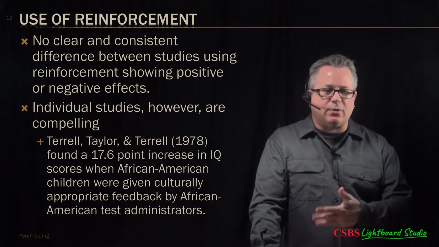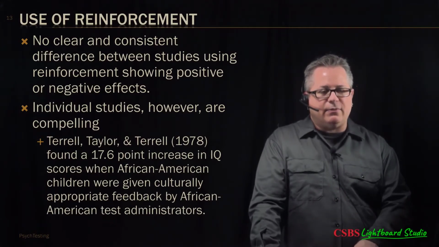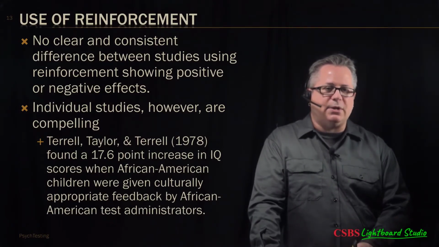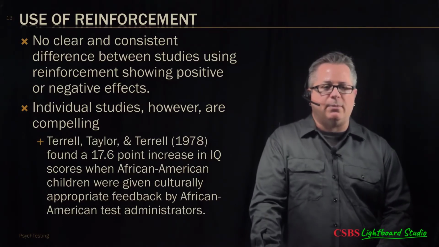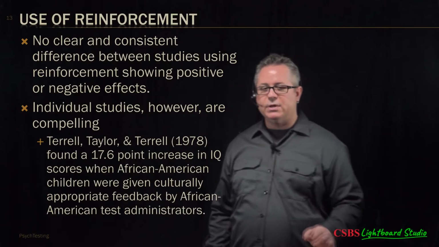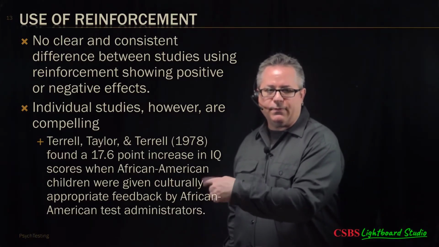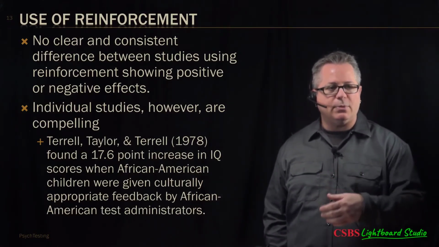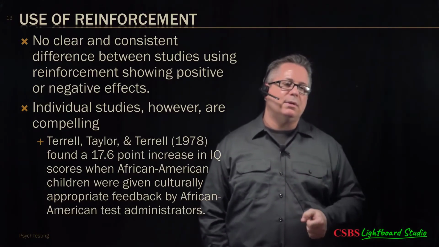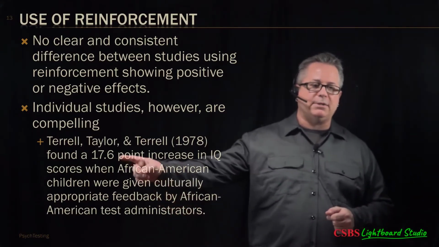Individual studies, however, are compelling. This is, again, a little bit dated, 1978, found a 17.6 point increase in IQ scores when African American children were given culturally appropriate feedback by African American test administrators. This goes back to rapport, but the feedback is actually the reinforcer. Oh, that's a good job. Keep going, keep trying. Those kinds of things can be reinforcing, and it actually led to a pretty massive jump.